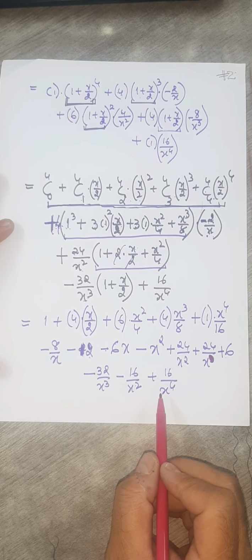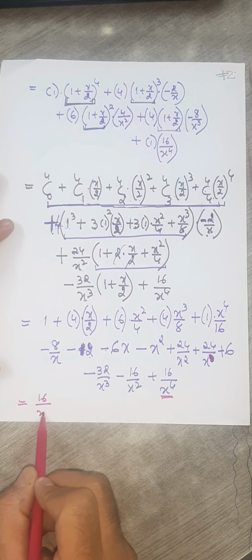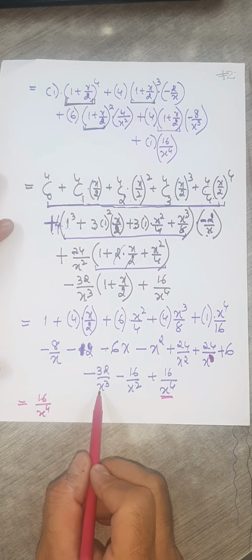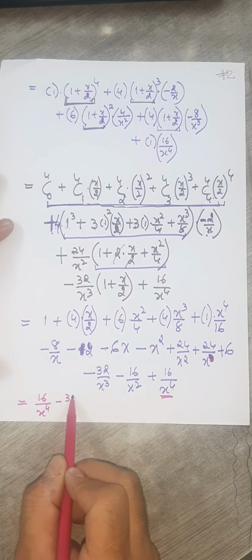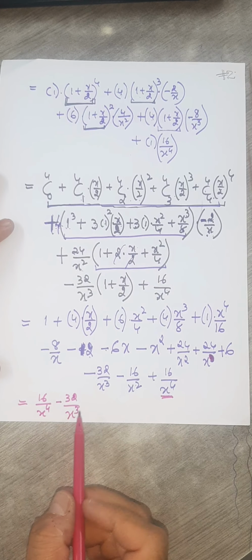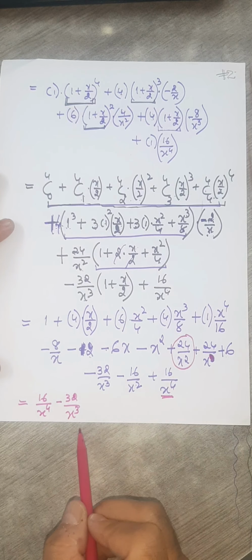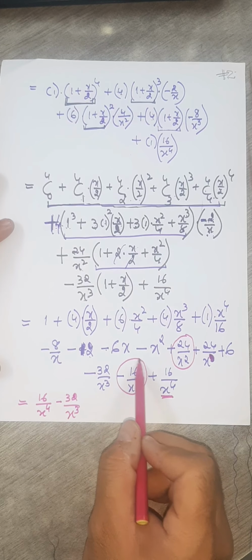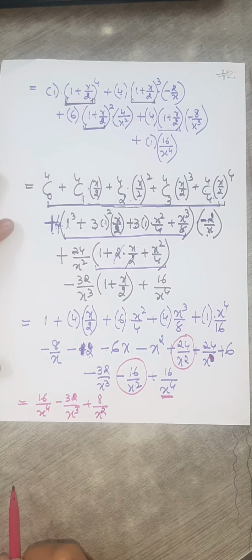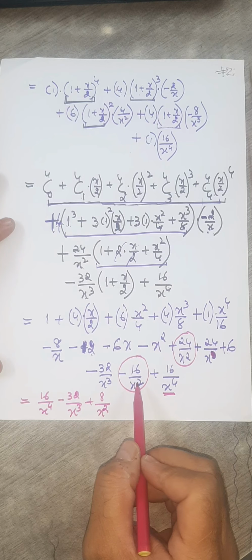So one is x raised to 4 upon x raised to 4, so that's the only term, 16 by x raised to 4. What about x cube? Only this term, so minus 32 by x cube. What about upon x square? Upon x square, one term is this. Is there any other term? Yes, one more is this. So from this you will get the plus 8 by x square.